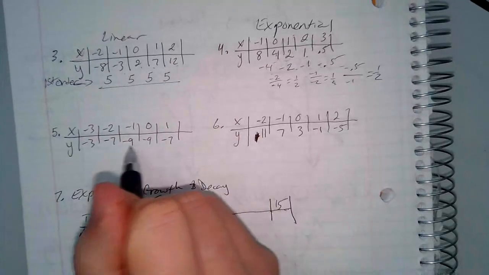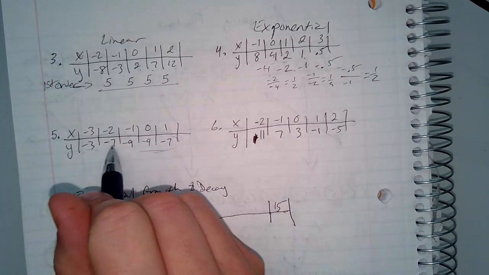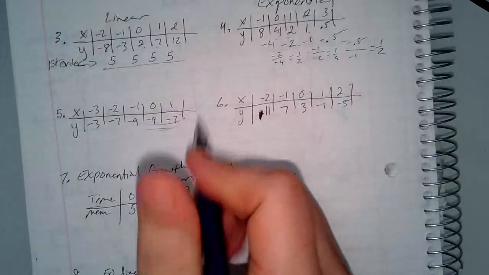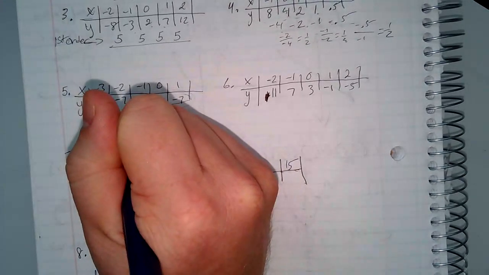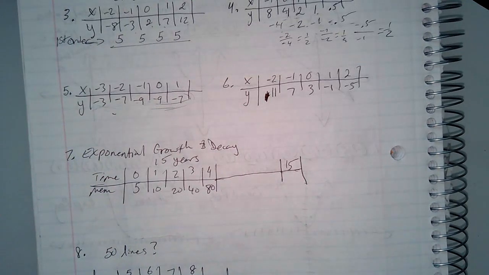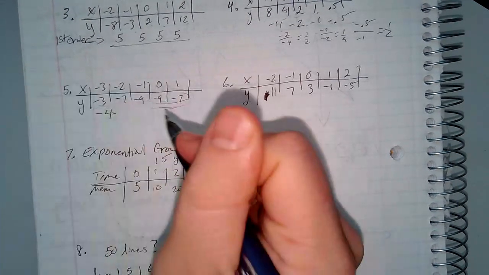All right, let's look at this one. This one screams parabola to me. See, it's going up, down, down, up. Okay, let's look at it. Negative 7 minus negative 3. I'm typing this in my calculator just to make sure. Negative 7 minus negative 3 is going to give me negative 4.